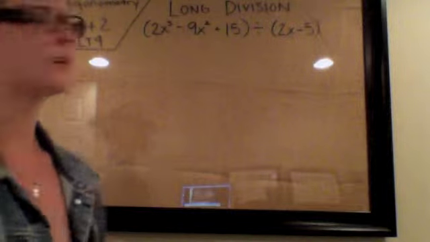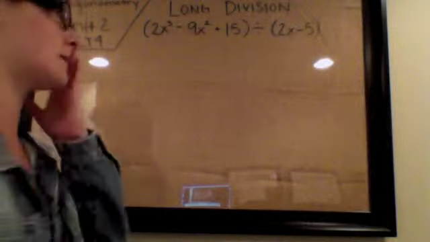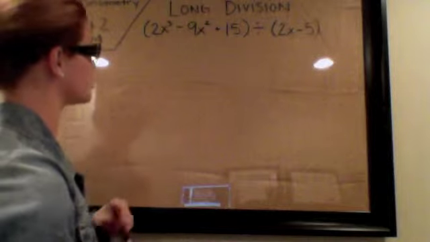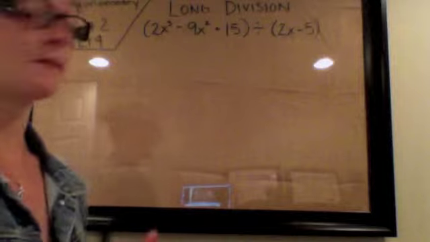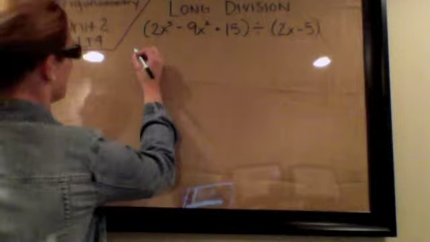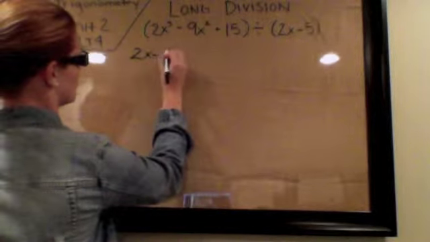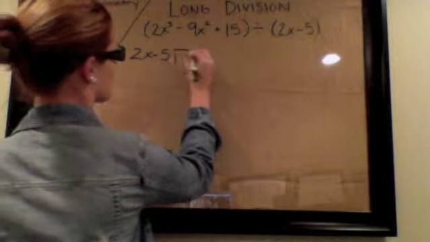All right, we're now going to look into long division of polynomials. So, first off, I have this expression 2x cubed minus 9x squared plus 15 being divided by 2x minus 5. Really quickly, I'm actually just going to put it into my long division form here.